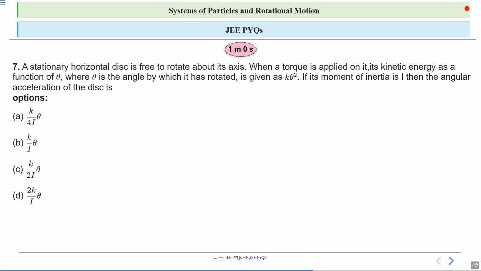A stationary horizontal disc is free to rotate about its axis. When a torque is applied on it, its kinetic energy as a function of theta, where theta is the angle by which it has rotated, is given as k theta square. If its moment of inertia is I, then the angular acceleration of the disc is what?